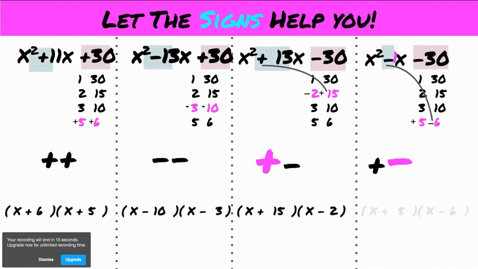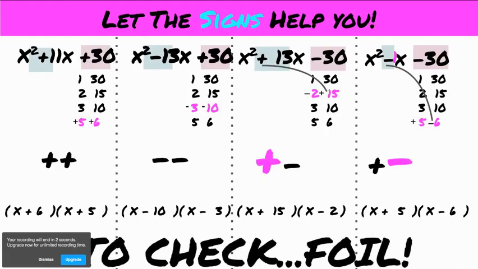So here are our 4 factored versions of those 4 quadratic trinomials where we found a pair of numbers that multiplied to equal the last term and added up to the middle. And again, we can always check it by foiling.